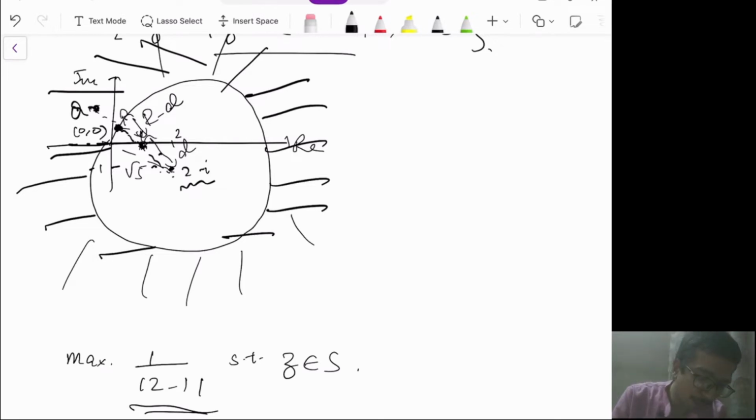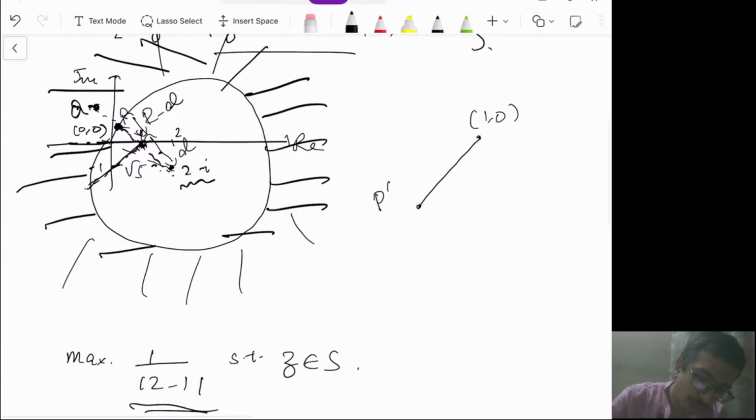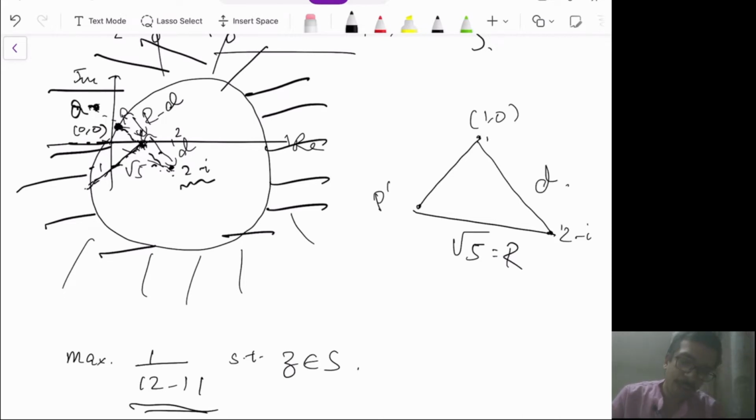Now for any other point on the circle, suppose there is some other point p prime on the circle, and let's say I have this point which is (1, 0), and this point which is 2 minus iota. Since it lies on the circle, this distance is going to be root 5, which is my radius, and let's say that the distance between (1, 0) and 2 minus iota is d. Then by triangular inequality, the line joining p prime to (1, 0), this distance must be greater than or equal to r minus d. And at p, the value of r minus d is exactly achieved.